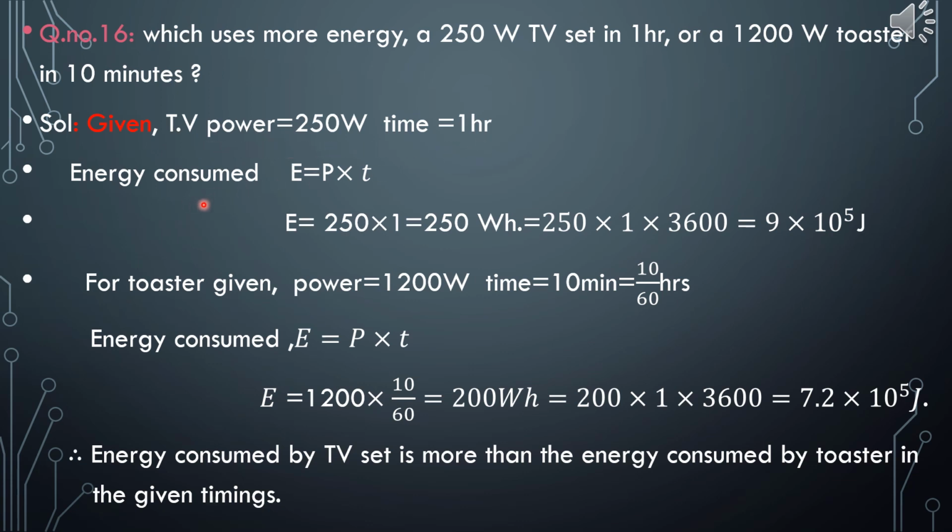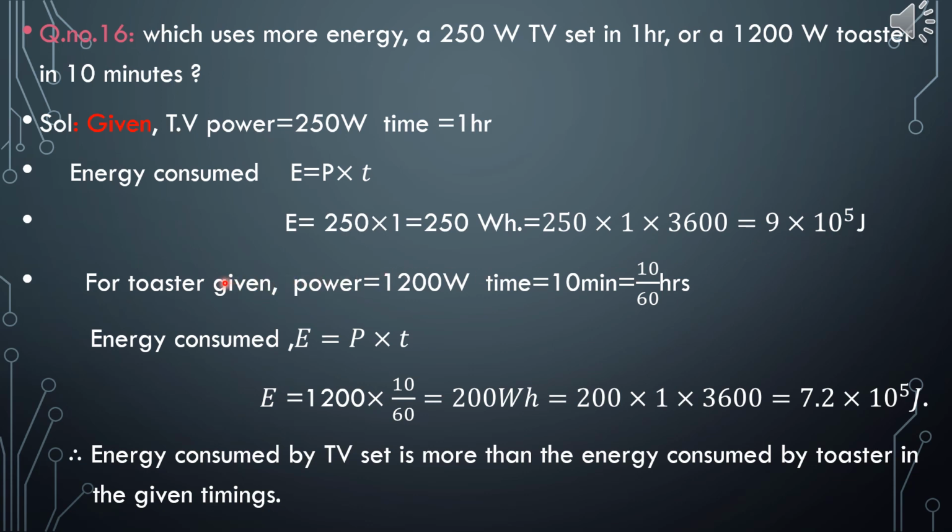When power and time are given, you have to use energy because it is asking you to find which is using more energy, and the energy formula is E is equal to P into T. So substitute the values. P is 250 and time is 1. 250 into 1, 250 watt hour. Now 250 watt hour, if you convert into joules, just multiply 3600 with 250, you will get 9 into 10 to the power 5 joules.